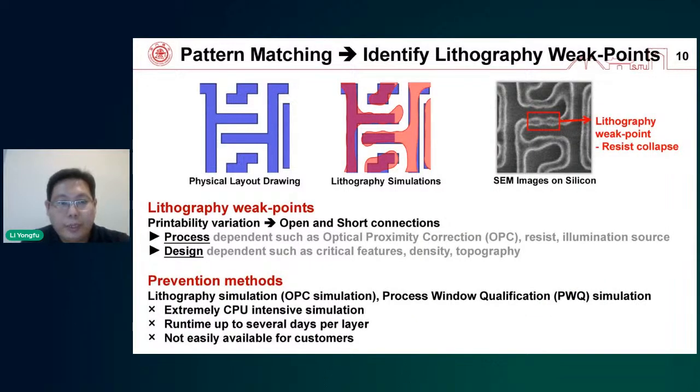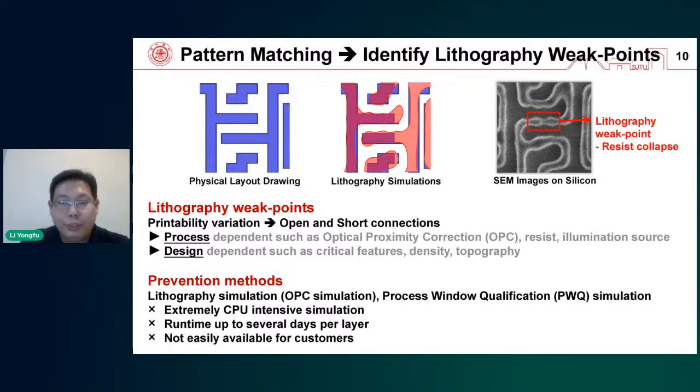Let's take an example here. On the top left-hand side, we have a physical design layout. After we run the lithography simulations, we still find that the layout looks pretty much the same, still reasonably good enough. But when we do the CD measurements or look at the SEM image, we can see that there are weak points appearing. These lithography weak points often cause open and short connections in our physical layouts. The only way to address it is to run very extensive lithography simulations, but these take up to several days for each layer, and are not easily available to the end user.